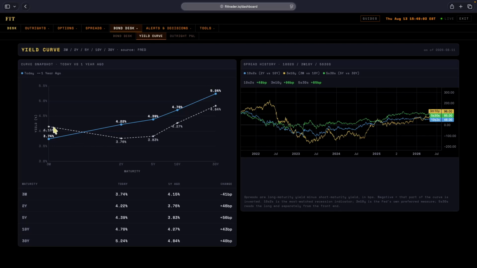As you can see, over the past year, we finally busted out of that inverted yield curve and turned into a normalized yield curve, which looks like it could steepen.